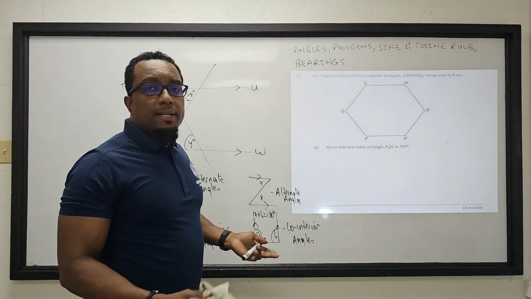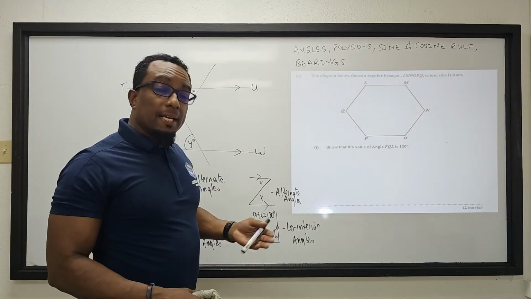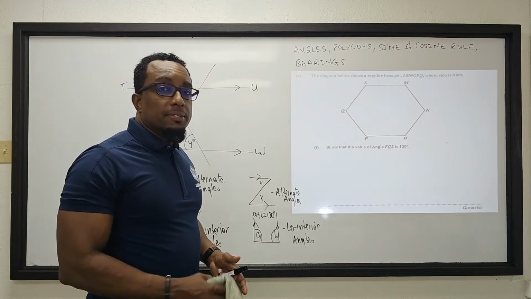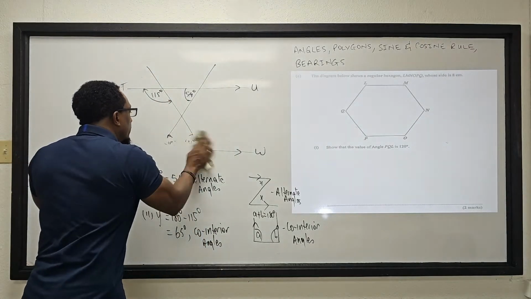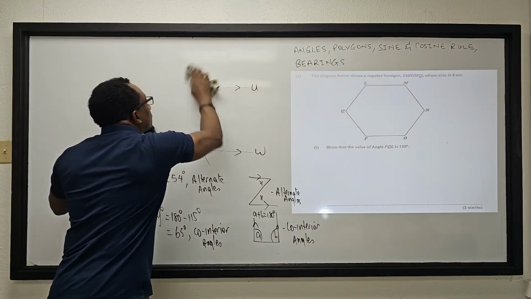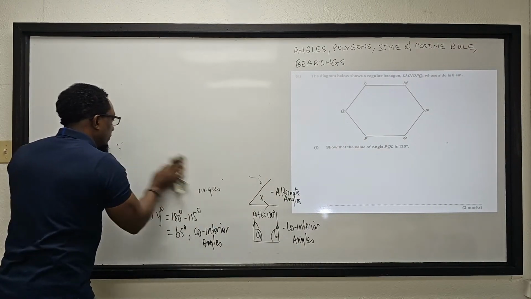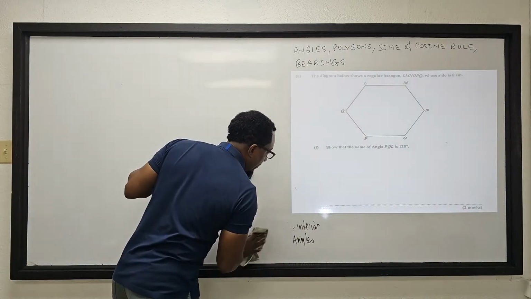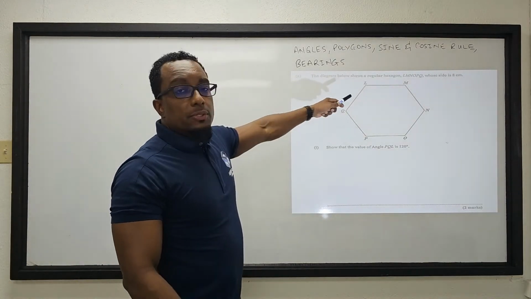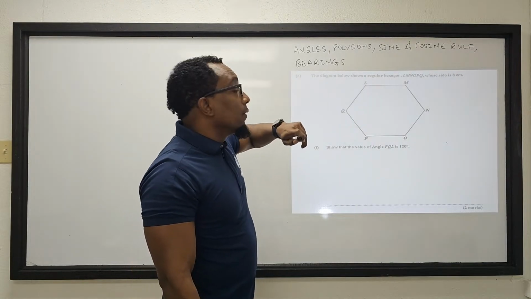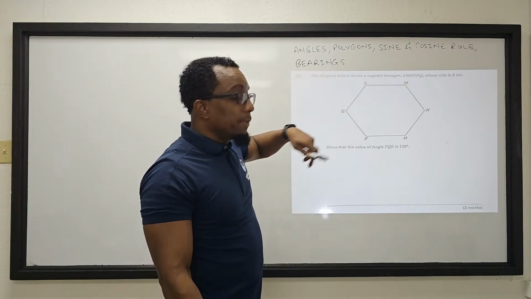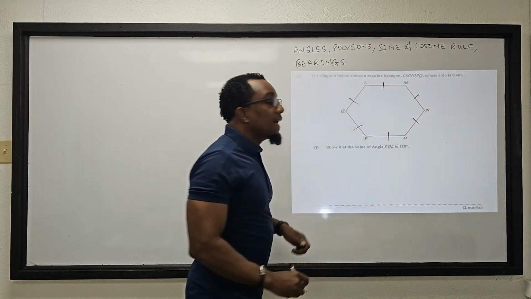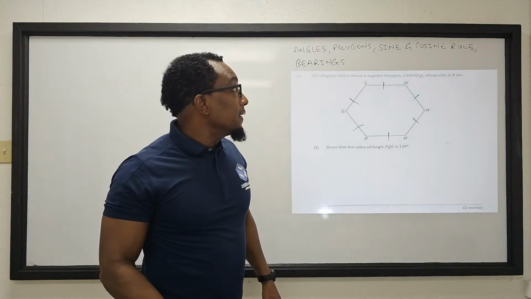A polygon is a figure with many sides, starting from a triangle which has 3 sides, a quadrilateral 4, a pentagon 5, hexagon 6 sides, and so on, right? So looking at this question here, you have this regular polygon, or in this case a regular hexagon. It is a hexagon where all 6 sides are the same length, right? So that's what I call a regular.